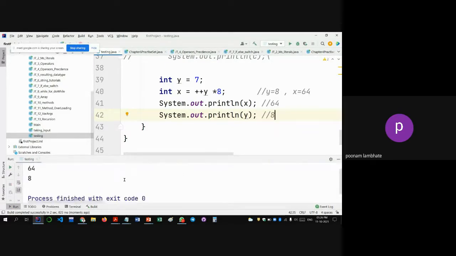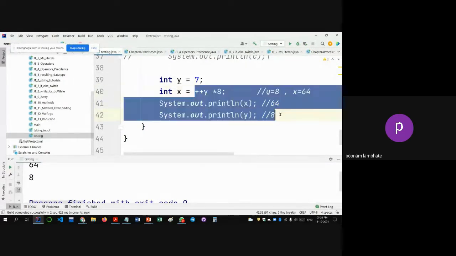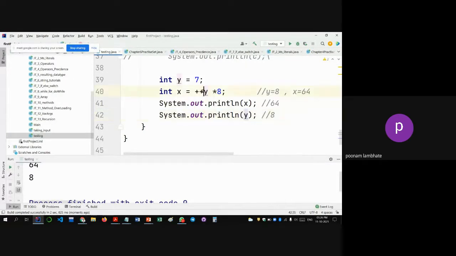So you were correct, 64 and 8. Okay, good. It was a good attempt and you've given the correct answer. Similarly, if I have y plus plus, what do you think? Can you tell me the answer?